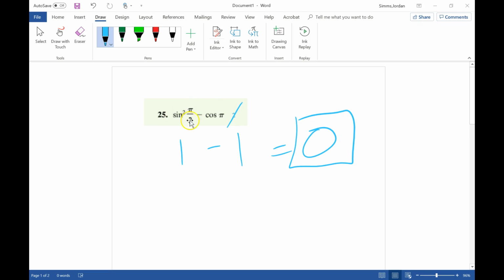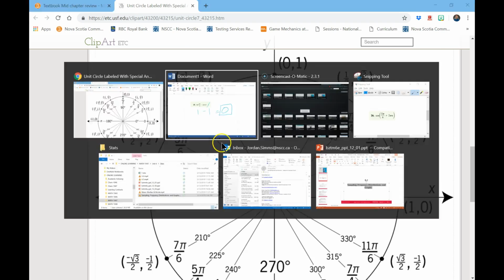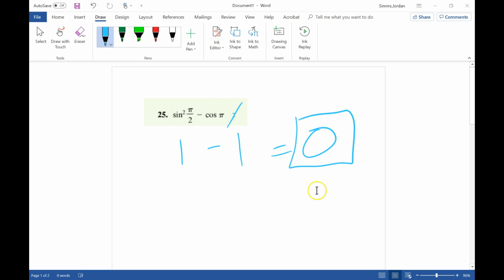The sine squared of pi over 2, well, that clearly is pi over 2 radians right there, friends. The sine of that is 1. 1 squared is still 1. So 1 minus 1 is 0. So I would say that one is 0 there, Samantha.